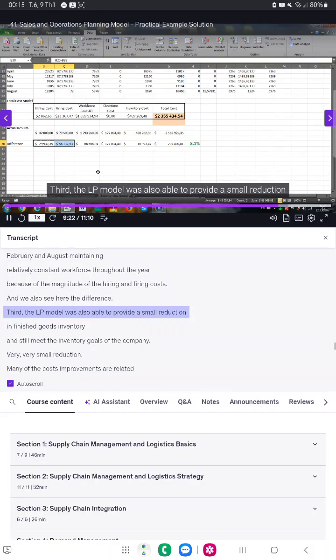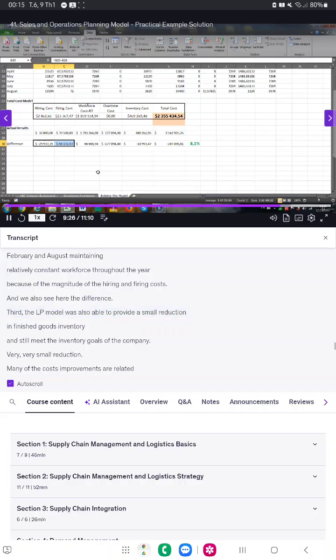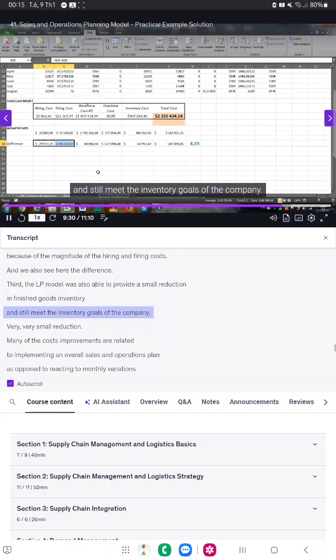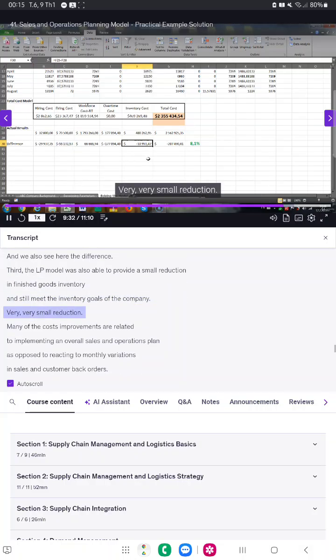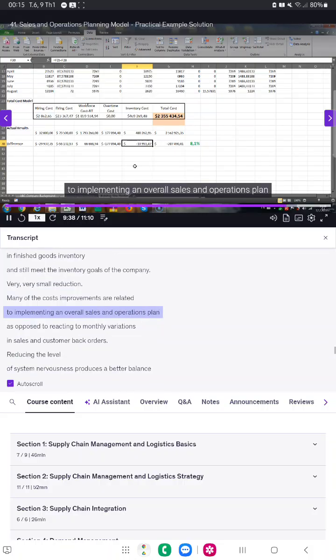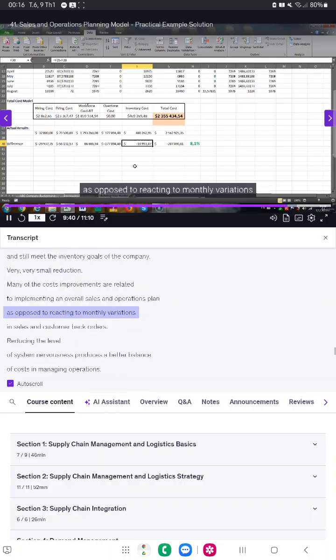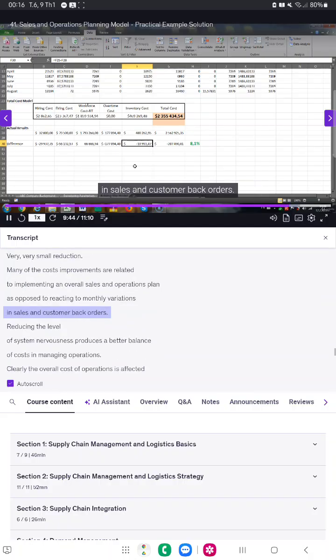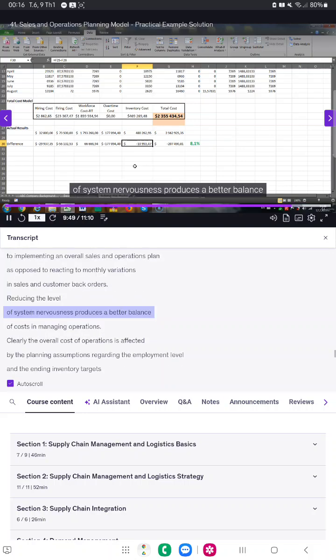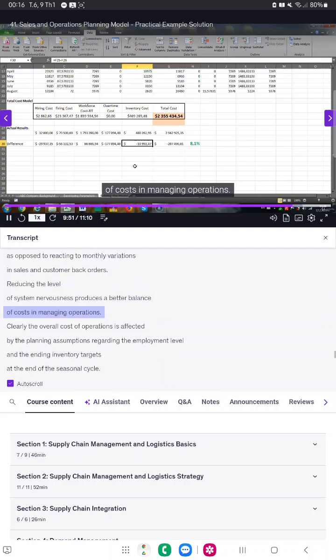Third, the LP model was also able to provide a small reduction in finished goods inventory and still meet the inventory goals of the company. Very, very small reduction. Many of the cost improvements are related to implementing an overall sales and operations plan as opposed to reacting to monthly variations in sales and customer back orders. Reducing the level of system nervousness produces a better balance of costs in managing operations.